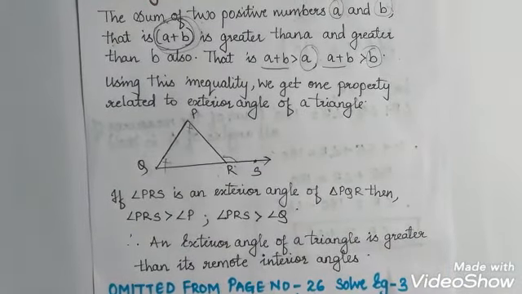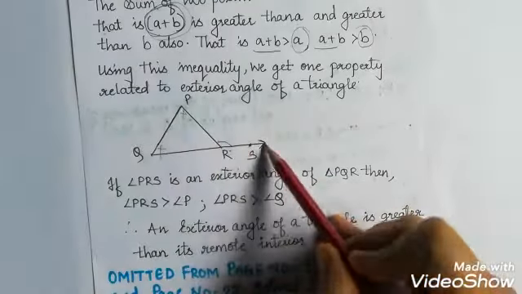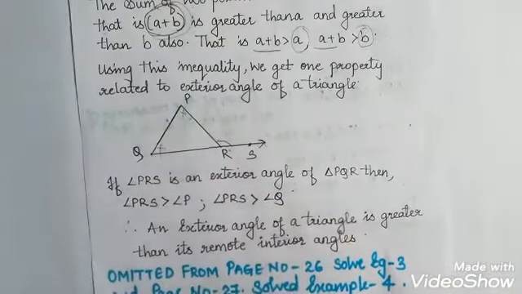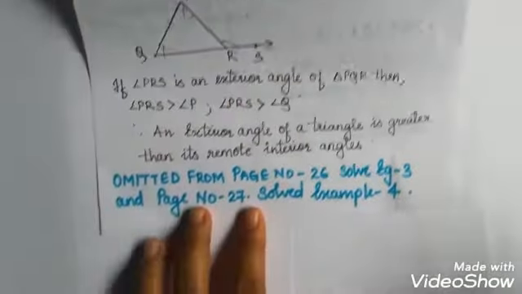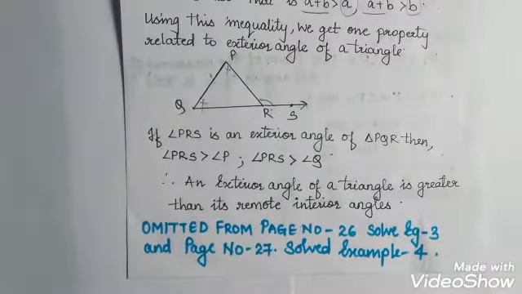So what does the statement mean? The statement means that the exterior angle of a triangle is always greater than the remote interior angles. So now let us proceed further.